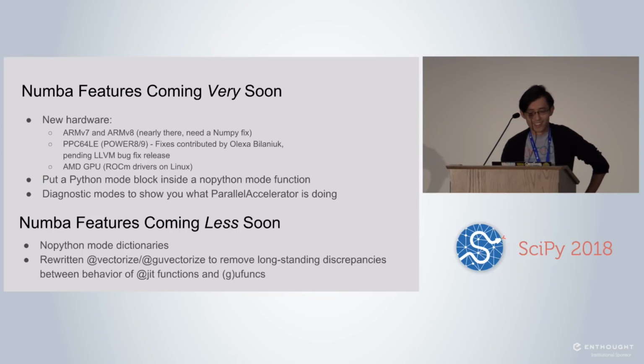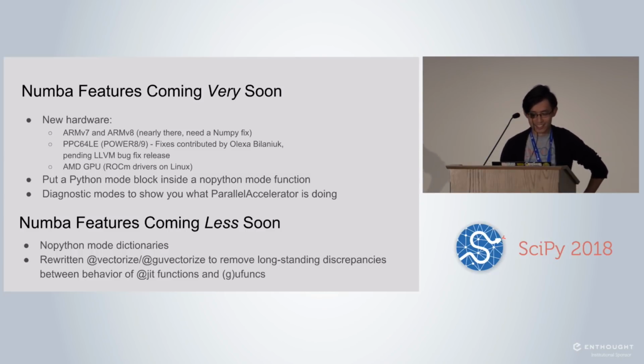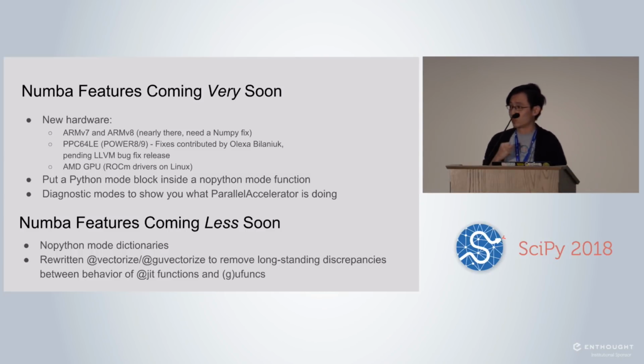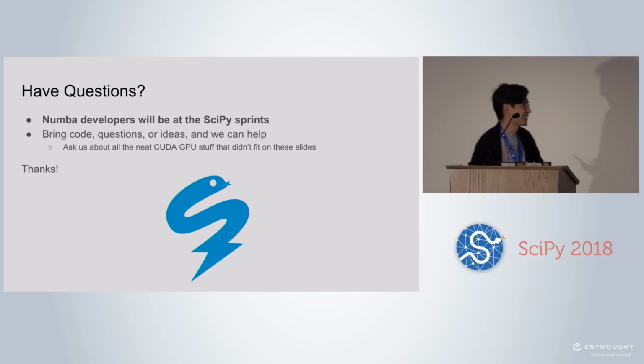Okay, and also a lot of new hardware is coming: ARMv7, ARMv8, POWER8 and 9, AMD GPU. I'm going to skip all that. Other features: we're trying to enable calling Python objects within a nopython block. Also more diagnostics. And when it comes to our sprint, I will tell you more. Okay, thank you.